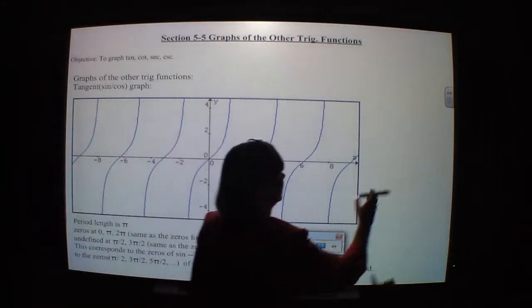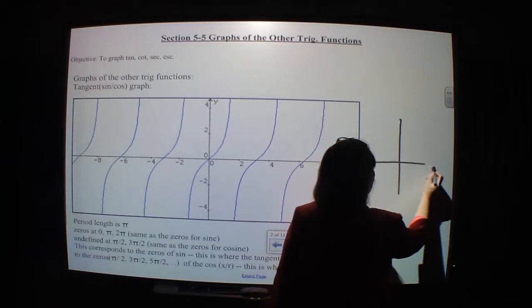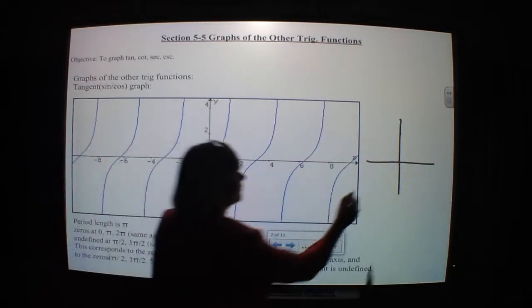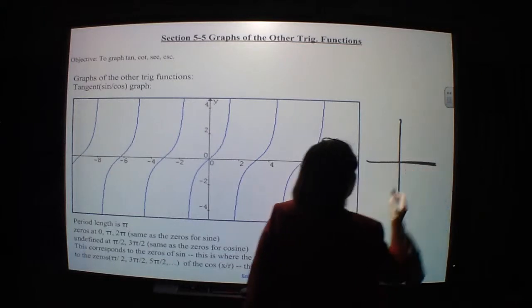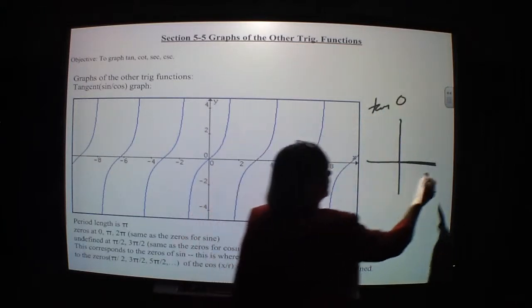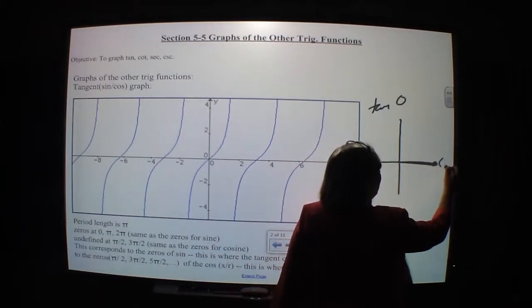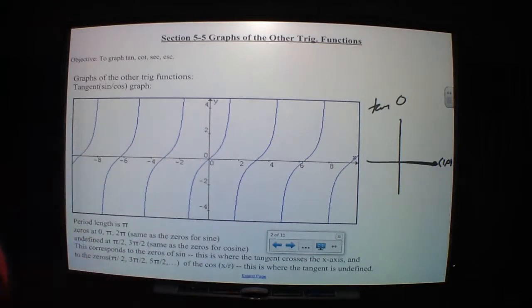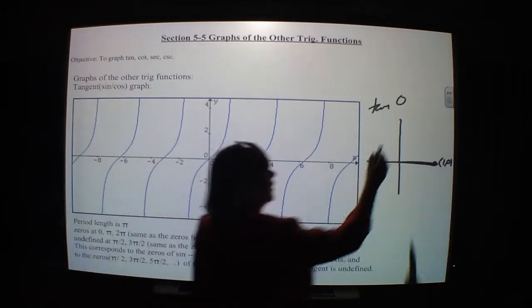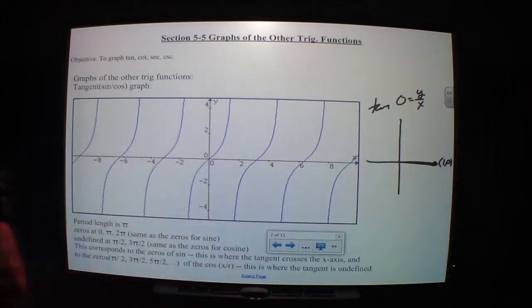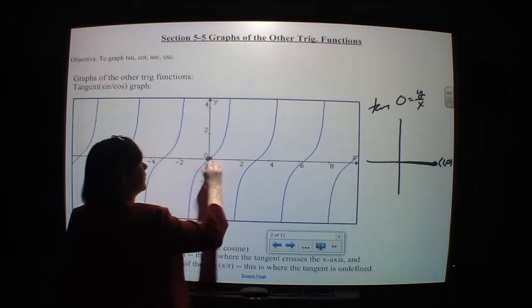Think of the unit circle. If you're around the unit circle, at 0, tangent of 0. At 0, x is 1, y is 0. So tangent of 0 is y over x, 0 over 1, which is 0. So I'm right there at that point.